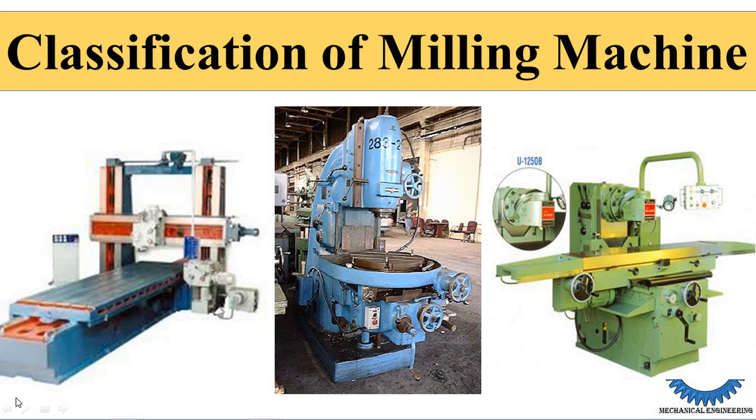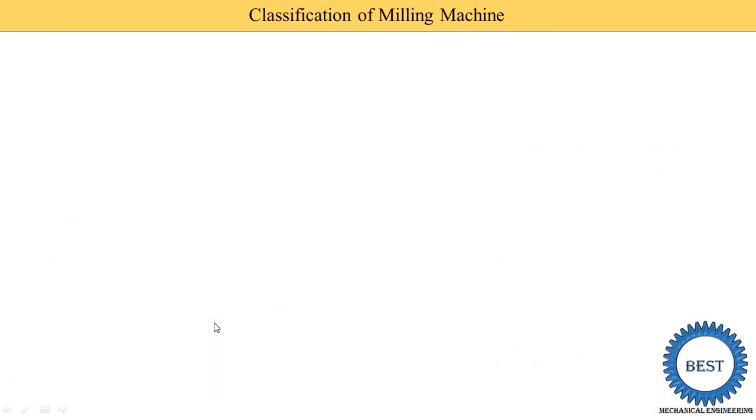In this video, I teach you the classification of milling machines. Milling machines are generally classified according to the number of ways. So here we study the classifications in detail. The first classification is according to the nature of purpose of use, meaning for which purpose we are using the milling machine.